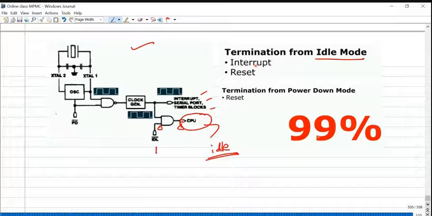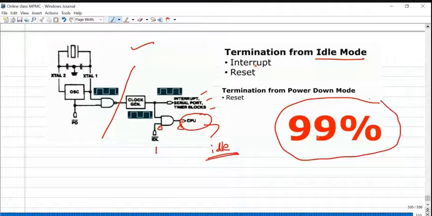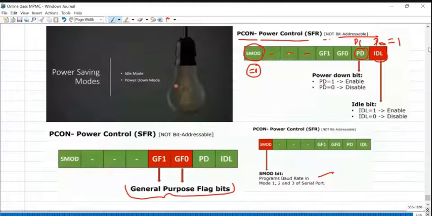Power down means you are shutting down entirely. This is completely cut off. No clock pulses are available to any of the blocks for operation. That is shutdown, similar to shutting down our computer. So with the help of shutdown mode only, we can save 99% of power. So this is about the power control register, the PCON special function register: what bits are available and what is the use of each and every bit.